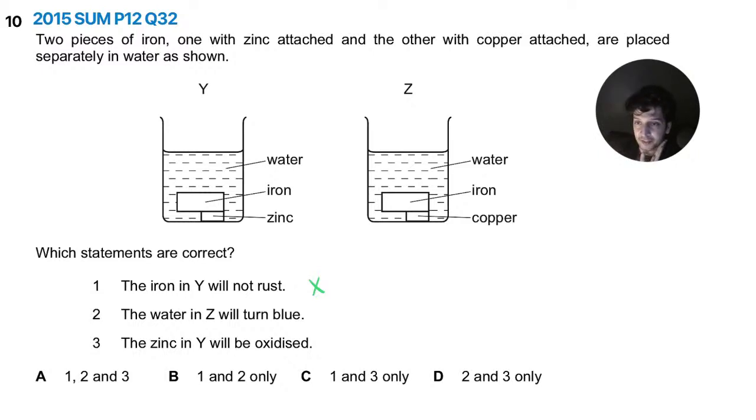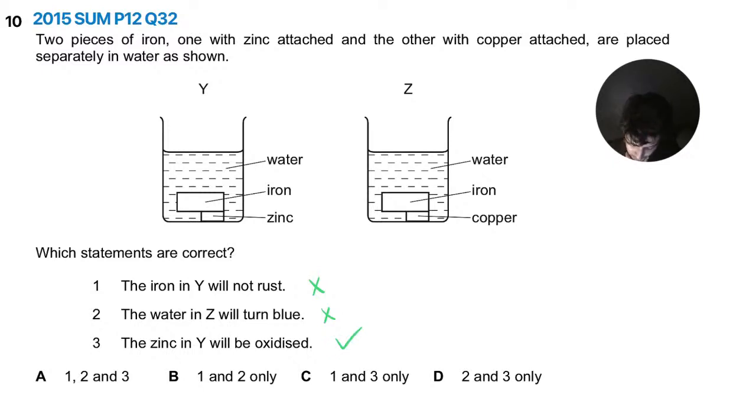What do you guys think? Will it turn blue? Copper doesn't really react with water, so it won't react at all, right? But between the two, iron will react with it and it'll turn green, rather, or whatever the color of iron hydroxide is, or not blue. Okay. And the zinc in Y will be oxidized. Zinc in Y will definitely be oxidized.